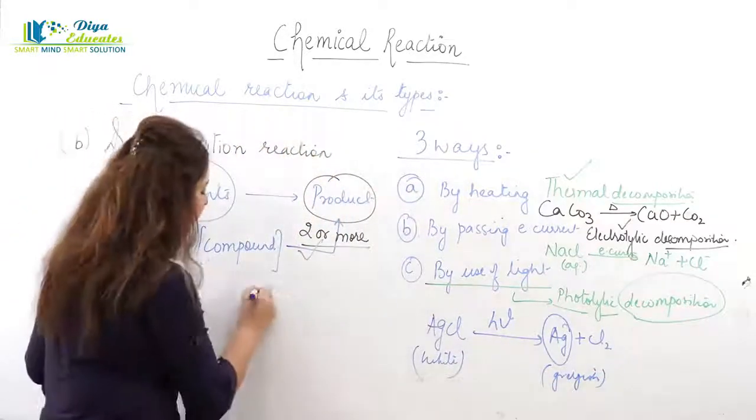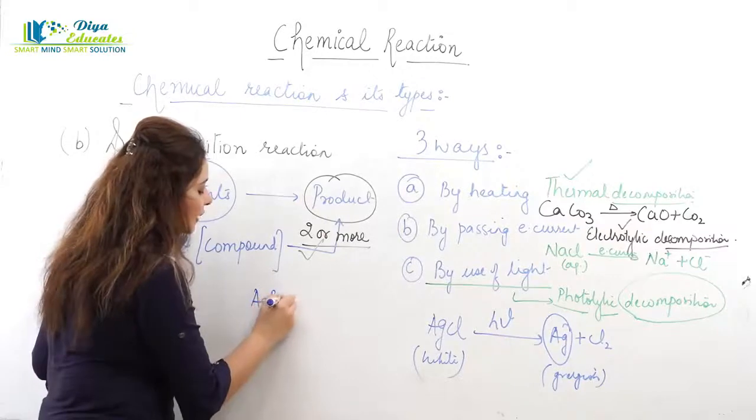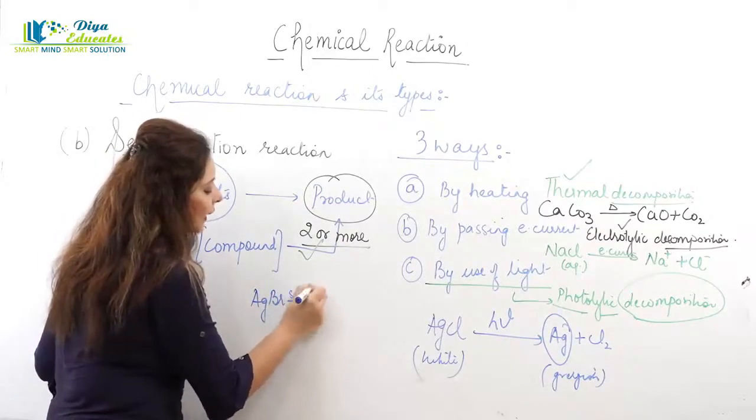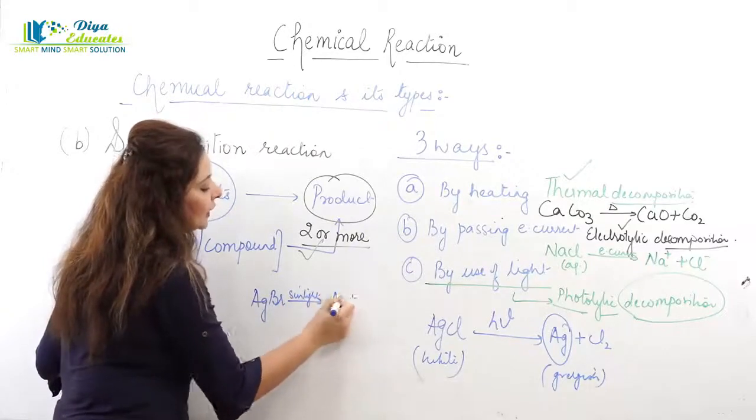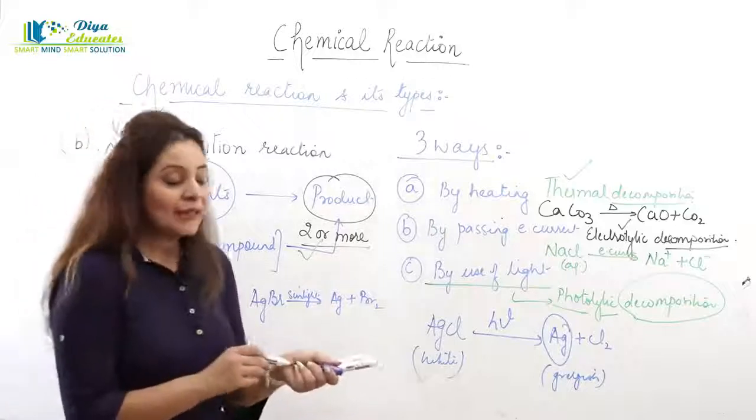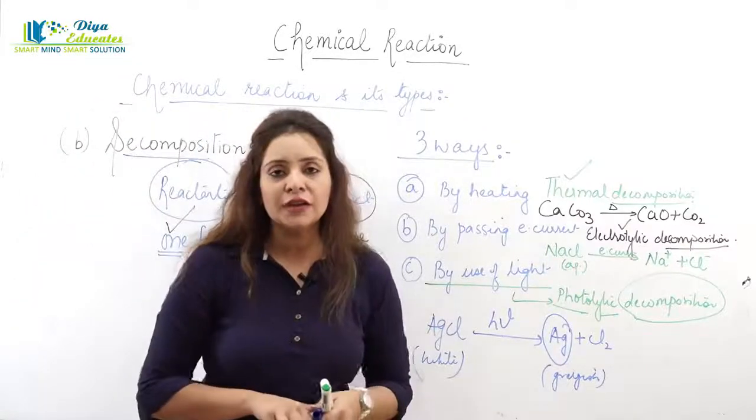Similarly, we can have one more example. We have silver bromide. When we expose it to sunlight, it also breaks down and forms grayish silver, and along with that we get bromine. So I think you got it, what a decomposition reaction is.